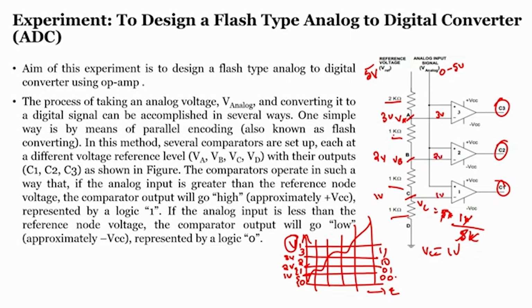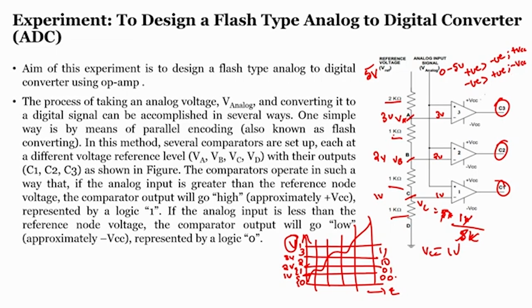Now, if you recall how a comparator works, the output will become plus VCC if your positive input voltage is greater than the negative input voltage. If the negative voltage is greater than the positive voltage, then the output will be minus VCC.